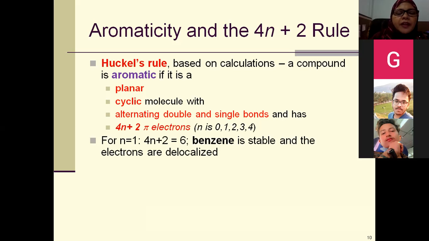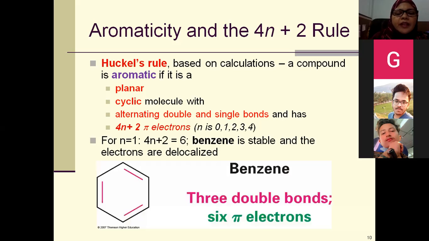Okay, so here I am taking the example of benzene. In benzene, you can see there are three double bonds, shown in pink color. Because of these three double bonds, we have 6 pi electrons. If you put n equal to 1, it comes to 6. So benzene is stable and the electrons are delocalized. They are alternate double and single bonds. Their structure is planar. It's a cyclic molecule. Therefore, it is an aromatic compound.